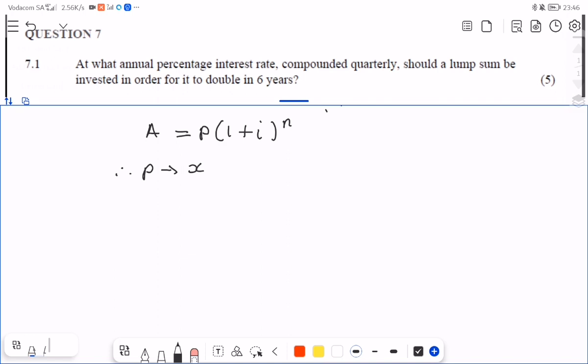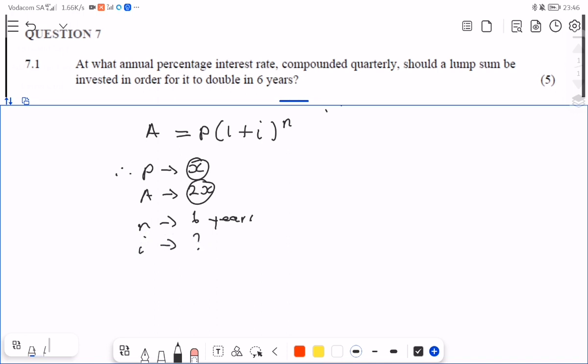It is further given that the final amount you are going to get after these 6 years is double the amount invested. So the value of A is going to be 2 times X. Where there is A, I am going to put 2X. Where there is P, I will put X. The value of n is given as 6 years. i is the one that you are looking for.